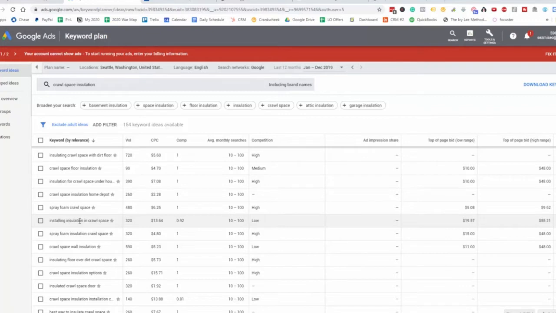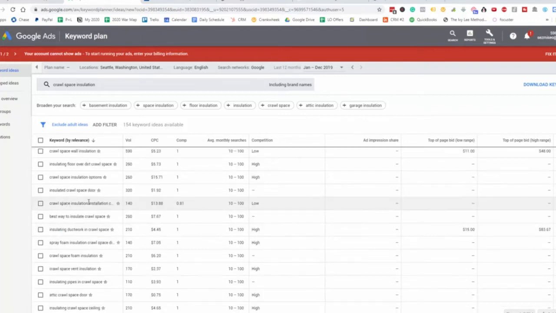Insulation, installing insulation in crawl space. This person may be another do-it-yourselfer. Crawl space installation contractor, I believe this one right here. So this would be a great one here as well.